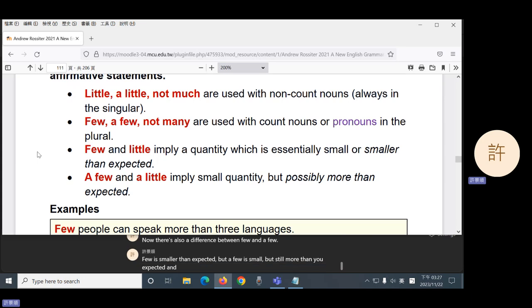Another way to say this is, if you say a few or a little, you're emphasizing that there is still this much left. But if you simply say few or little, you're saying almost none. Right? So a few is more positive and few is more negative.